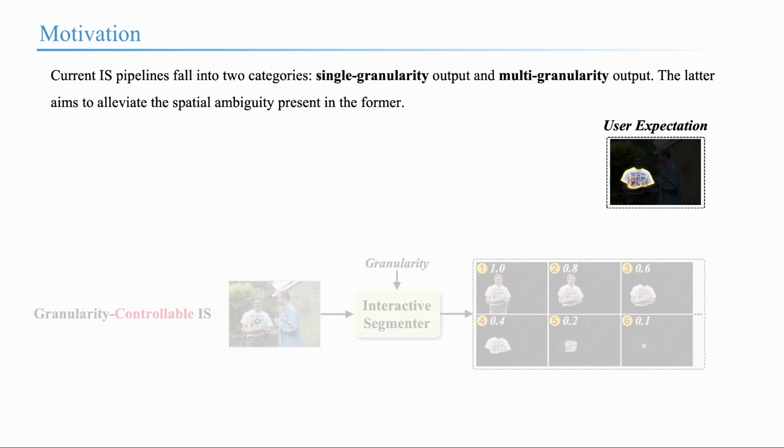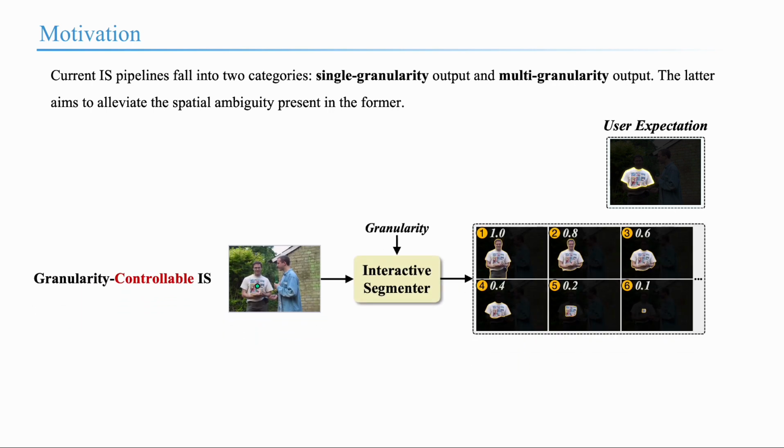To address this, we aim to achieve granularity-controllable interactive segmentation, which introduces a granularity control parameter to the input to explicitly constrain the model. For instance, the granularity can be controlled by a value ranging from 0 to 1, where a lower value corresponds to a finer granularity and vice versa.